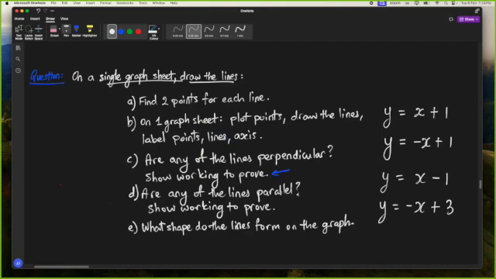Are any of the lines parallel? Show working to prove. Yeah, so you have to show the working to show that they are parallel. What shape do the lines form on the graph? Well, of course, I have more experience than you, so I could just look at the equations and tell what shape that is. But of course, if you can't, then just draw it and you'll find out.